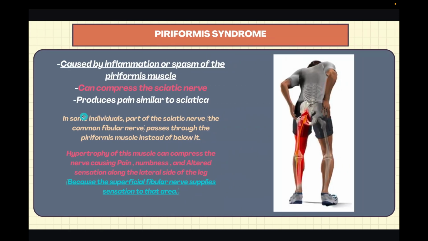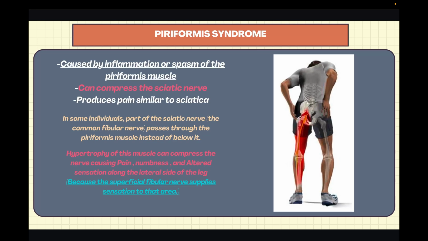Now, since we talked about the piriformis, let's talk about piriformis syndrome. Piriformis syndrome is caused by the inflammation or spasm of the piriformis muscle. This spasm and this issue with the piriformis can compress a very important nerve, which is the sciatic nerve. We just said earlier, running below the piriformis, you're going to have the sciatic nerve. So it's going to produce similar pain to something called sciatica.